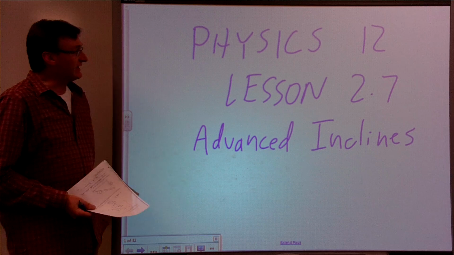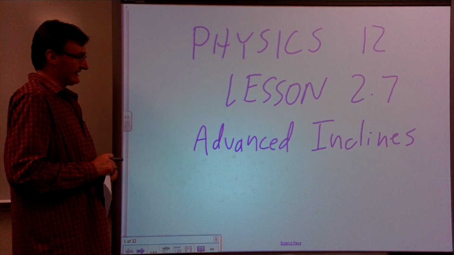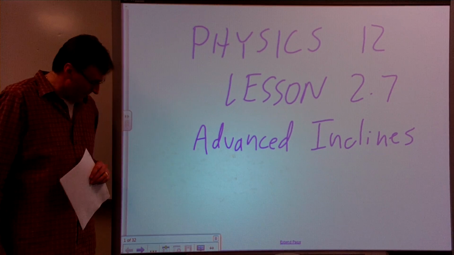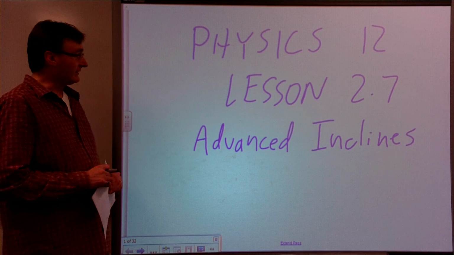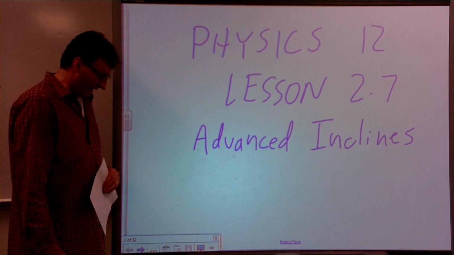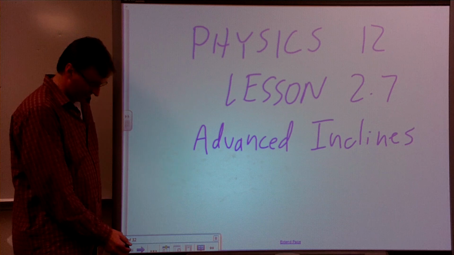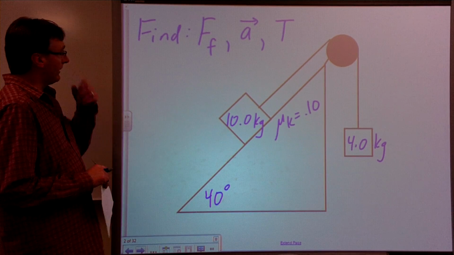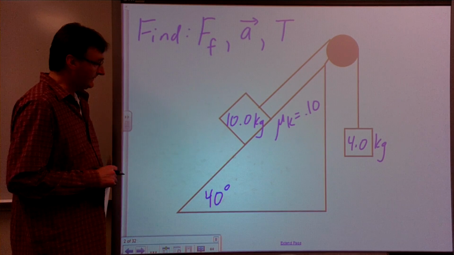Welcome to another exciting edition of Physics 12, and today's lesson is 2.7, which is on advanced inclines. So we're going to take what we did with inclines and take it a step further and look at a little bit more of a complex kind of problem. This is a typical sort of problem that you'd be looking at.